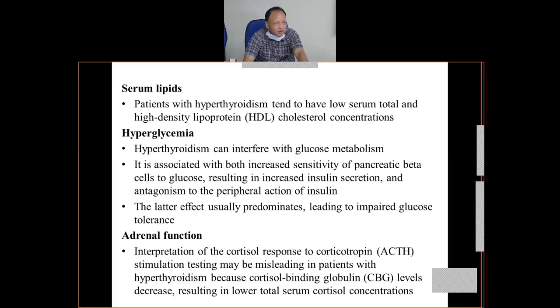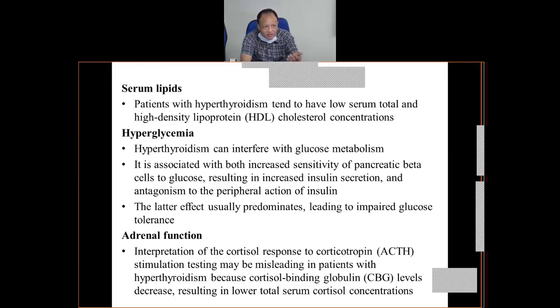Remember that hyperthyroidism usually can interfere with glucose metabolism. This is usually because there is an increased sensitivity of pancreatic beta cells to glucose, resulting in increased insulin secretion, and at the same time, an antagonism to the peripheral actions of insulin.